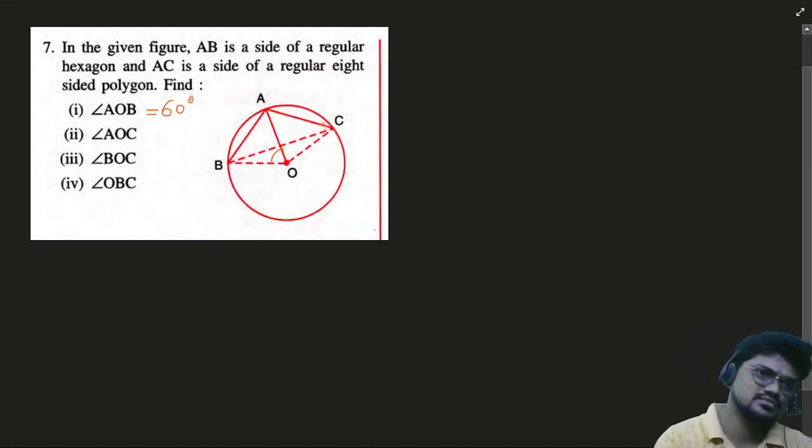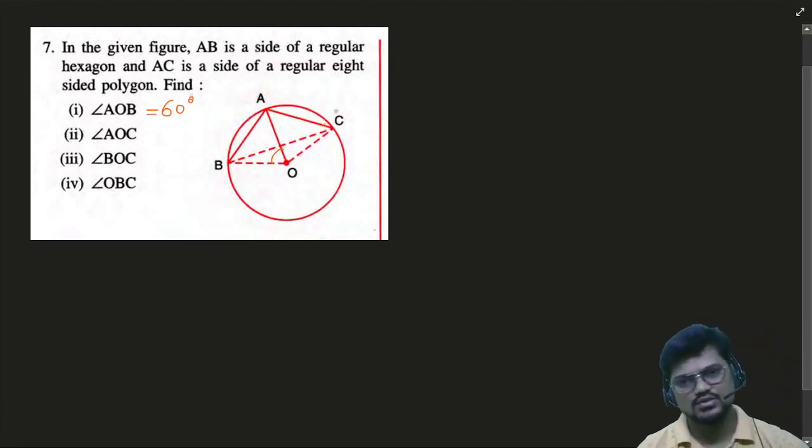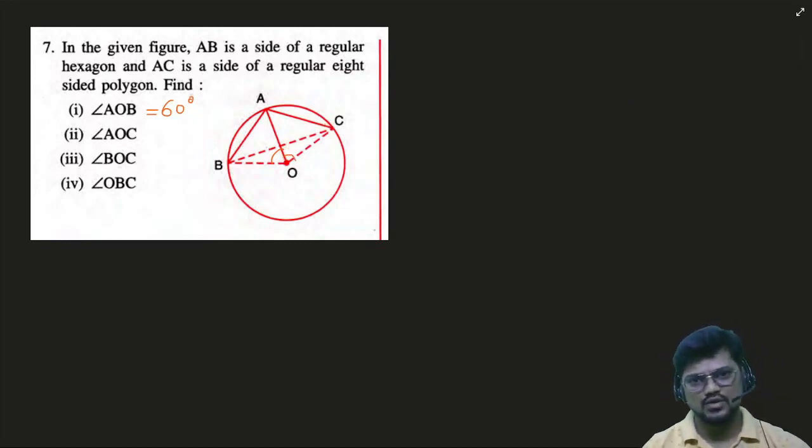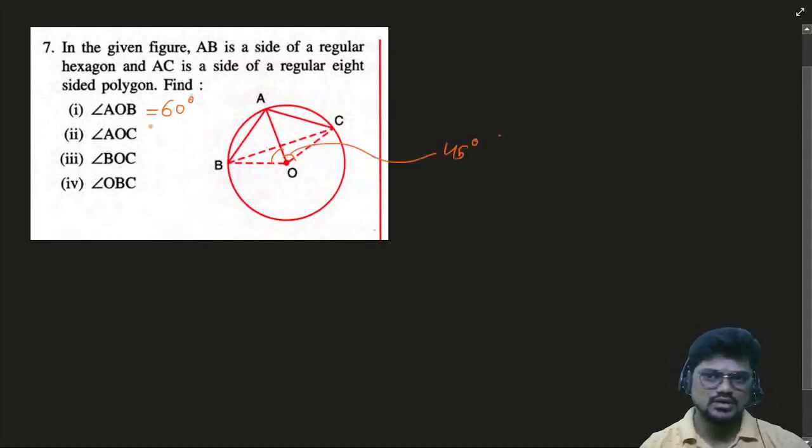Reagan. 360 upon 8. Exactly, very good. Now this will be 360 upon 8, and that will be how much? 45. So this angle will be 45 degrees. After that, we got 45 degrees. Angle BOC, you just have to add both of them. That is 105. And angle OBC.